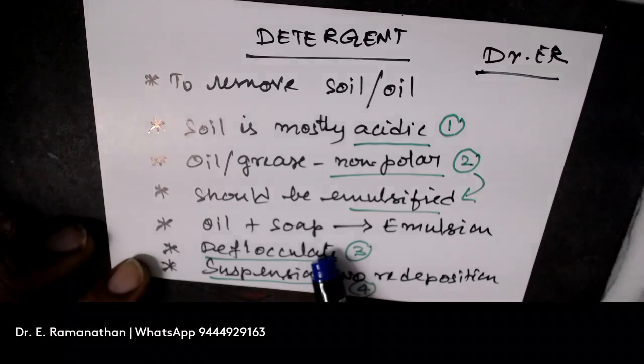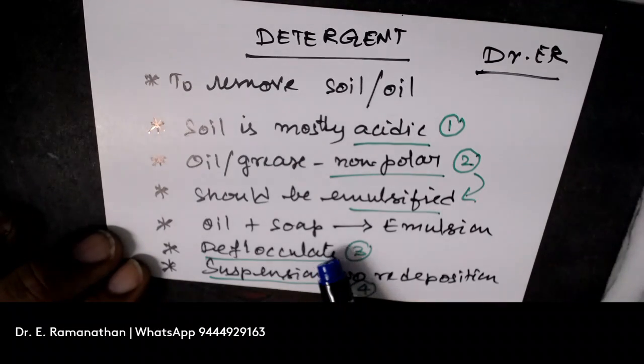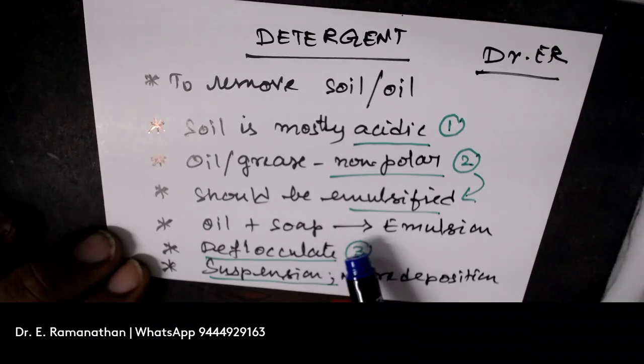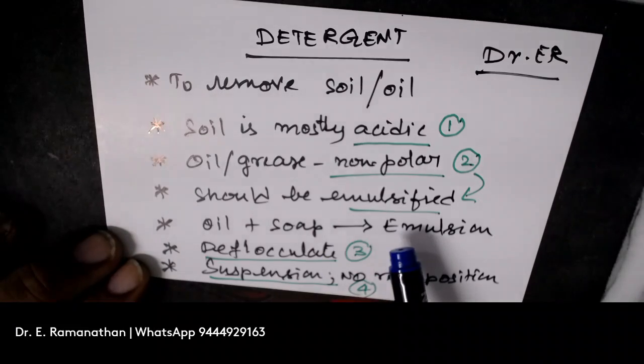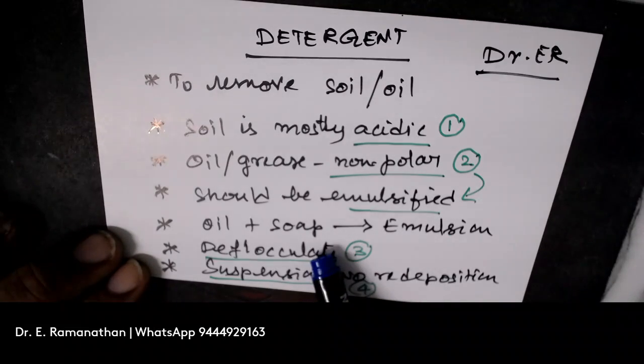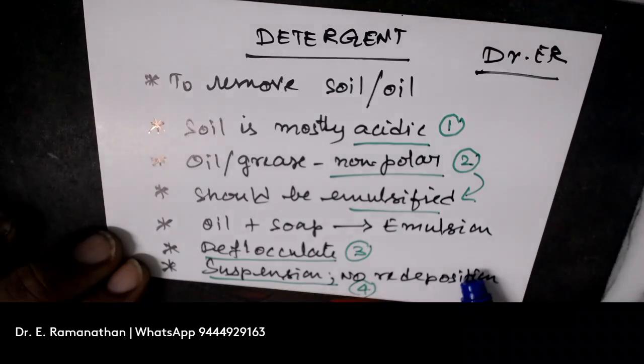And the other one is deflocculation, which is nothing but breaking down of larger particles into small pieces. So we need to include that deflocculation agent also, so that we can break down the dirt into pieces. And once the dirt, oil, grease, soil are disintegrated, they should not get redeposited on the substrate. So it should be removed as a suspension. So a suspending agent is also included.